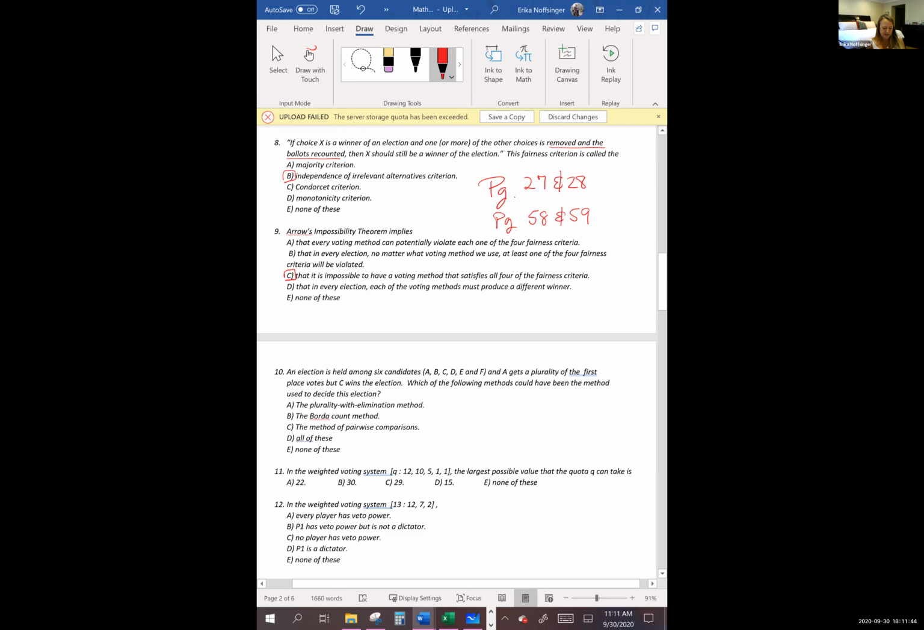So an election is held among 6 candidates, and A gets the plurality of the first place votes, but C wins the election. Which of the following methods could have been the method used to decide the election? Well, plurality with elimination. They got plurality here. It's Borda count, method of pairwise comparisons. It could have been all of these.